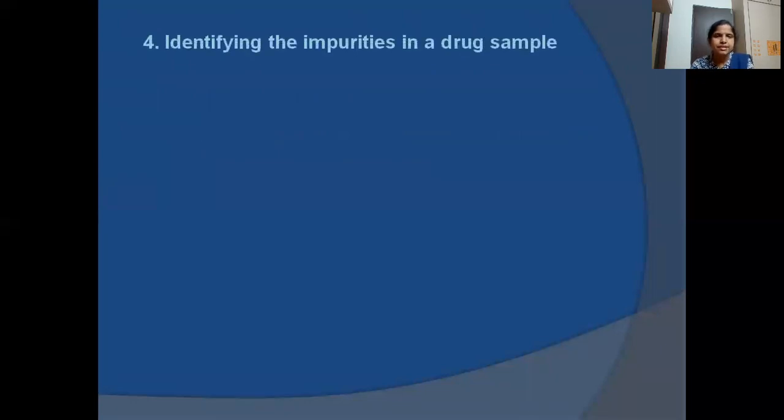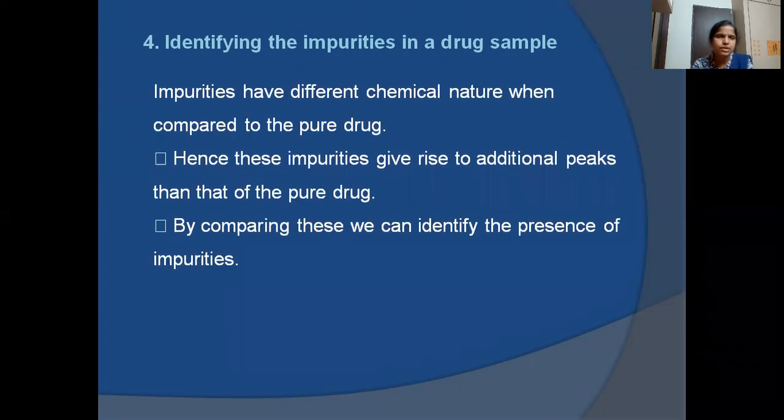Now we can also identify the impurities in a drug sample. Not only in drug samples, in any chemical industries or organic samples also we can identify the impurities, because by just running the spectra, we'll get the IR spectra, and we have to compare that with that of a pure drug. So impurities have different chemical nature when compared to the pure drug. Hence these impurities give rise to additional peaks than that of the pure drug. By comparing this, we can identify the presence of impurities.